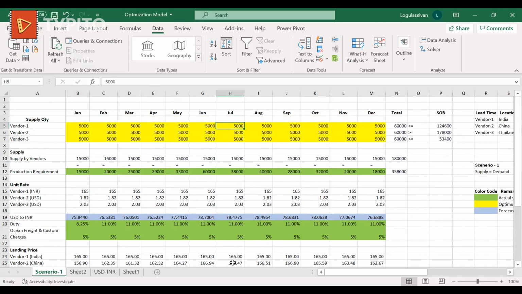And another condition is the share of business. 3,58,000 units is bifurcated between 3 vendors, and the first vendor will take 35% business share, the second vendor will be taking 50% business share, and the third vendor will be taking 15% business share. Now, under this scenario, first we will calculate how much the company has to spend under these circumstances.